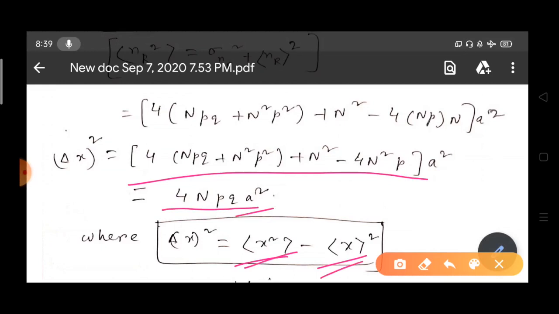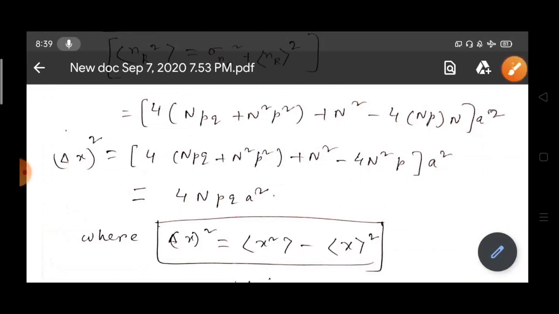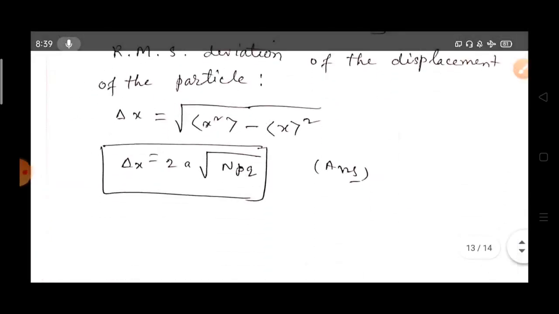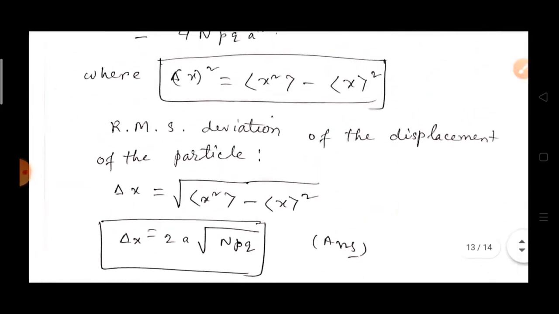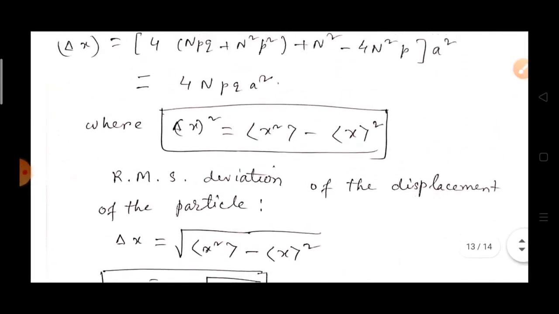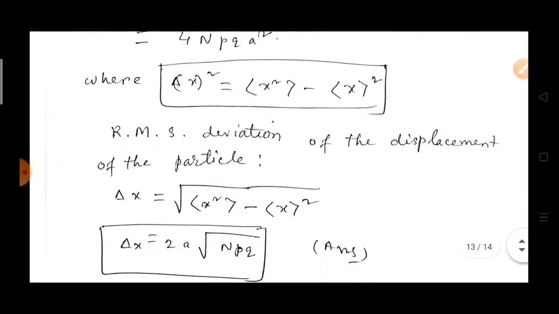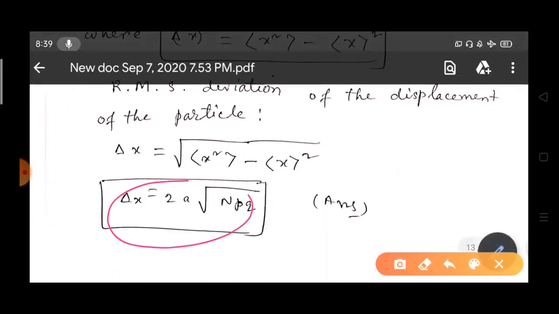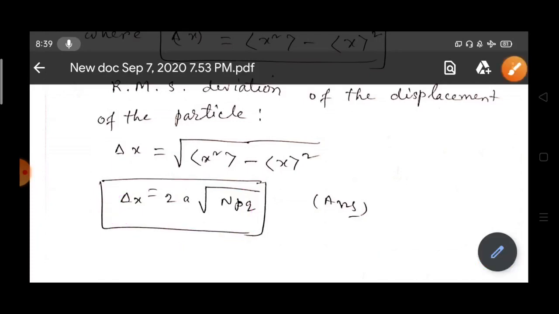So for this kind of problem, you have to remember some formulas for the standard deviation, some formulas for the mean values. You can solve these questions very efficiently if you know the mean values and the standard deviation value, and the root of delta x square, that is delta x equals 2 into a into root over npq.